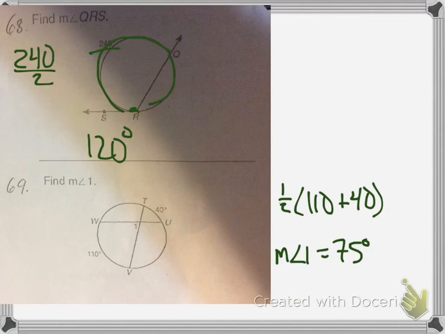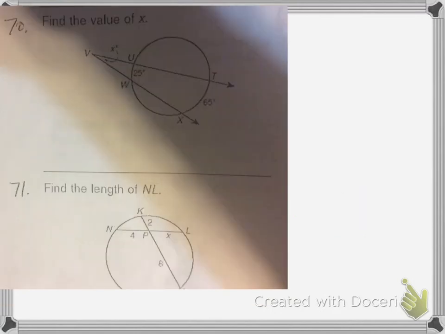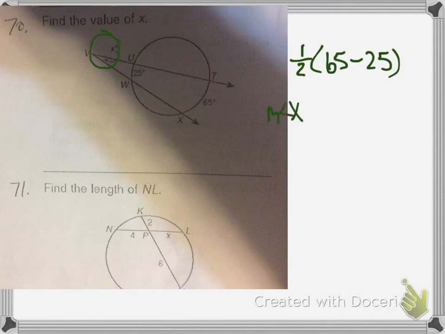Okay, moving on. Notice on this one, when we have it on the outside, we want to subtract. So I'm going to say 1/2 of 65 minus 25. And so when I do that, I would get that the measurement of angle x is equal to 40, half of that is 20 degrees.